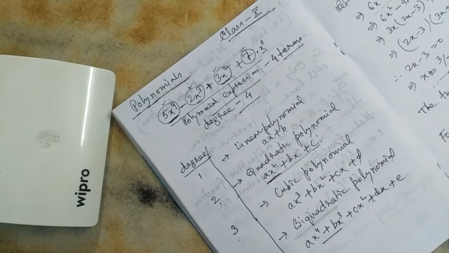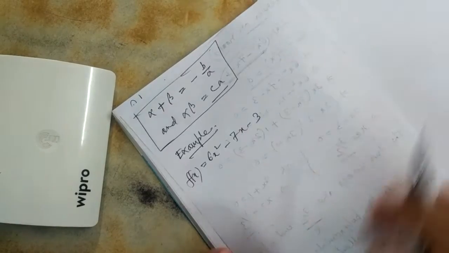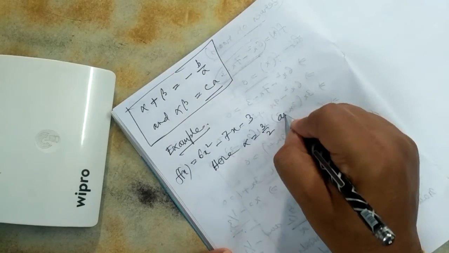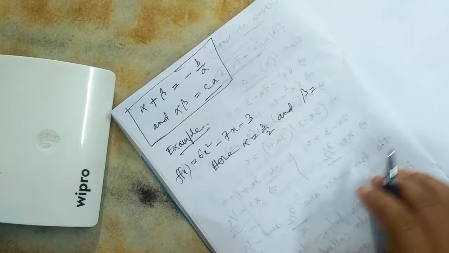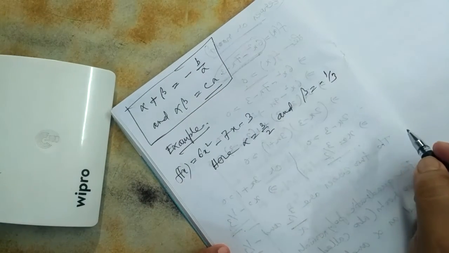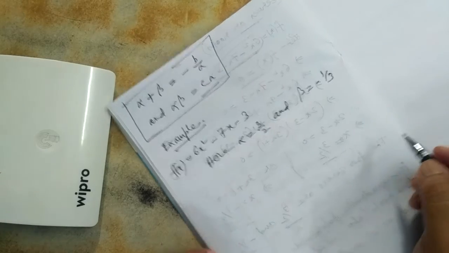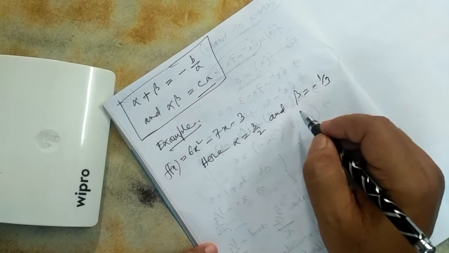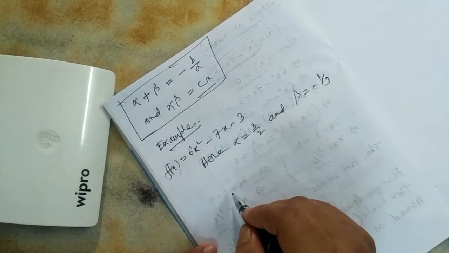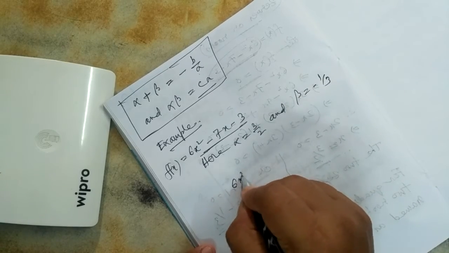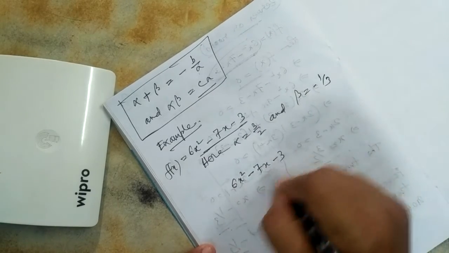And what are the values of alpha and beta we have got? Alpha equals 3/2 and beta equals −1/3. Now let us examine whether alpha plus beta equals −b/a or not. First of all, consider the expression 6x² − 7x − 3.